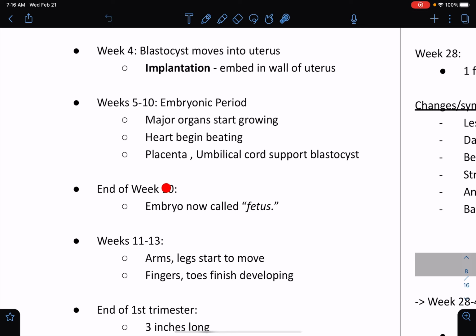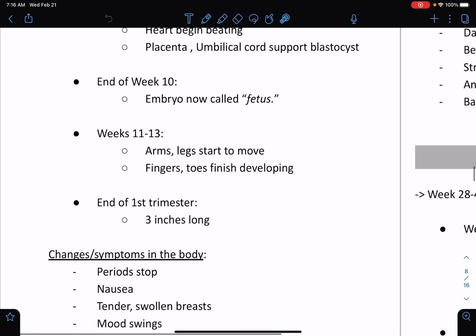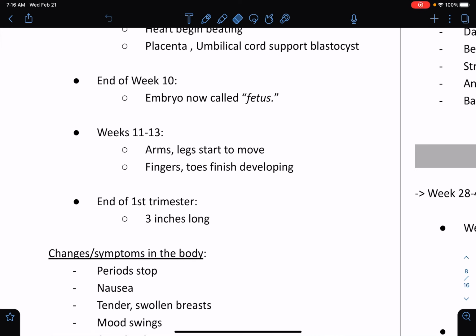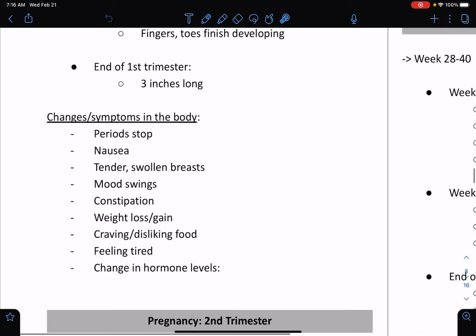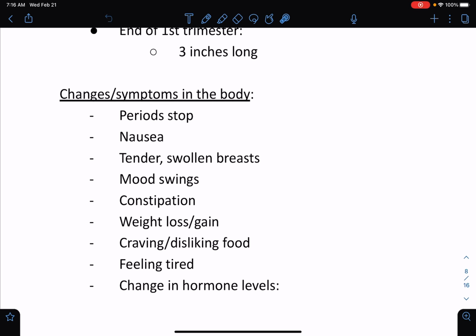Now, at the end of week 10, the embryo at this point is now called a fetus. Now, between weeks 11 to 13, the arms and legs start to move, and the fingers and toes finish developing. Now, at the end of the first trimester, the fetus is supposed to be 3 inches long. So what are the changes or symptoms in the body for the individual who is at the first trimester of pregnancy? First things first, periods stop.